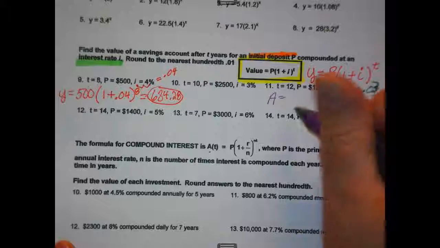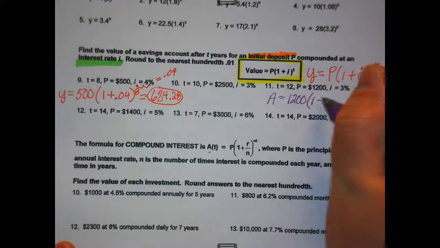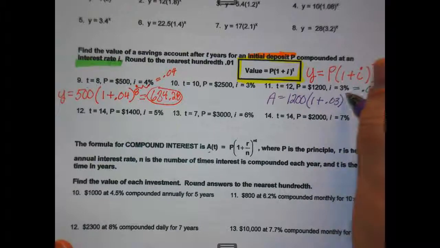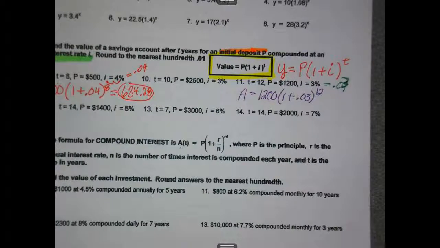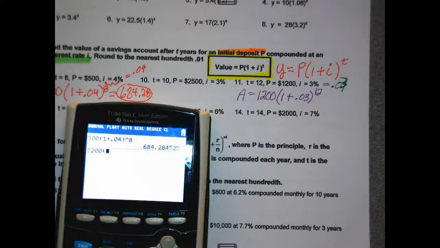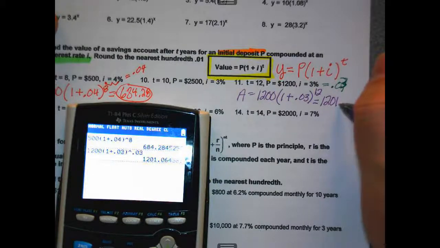I have A equals 1200 times 1 plus 0.03 raised to the 12. Put that in the calculator. And I get 1201.06.